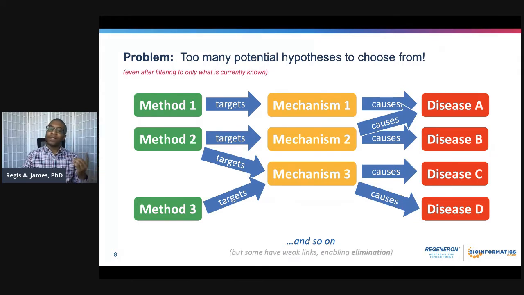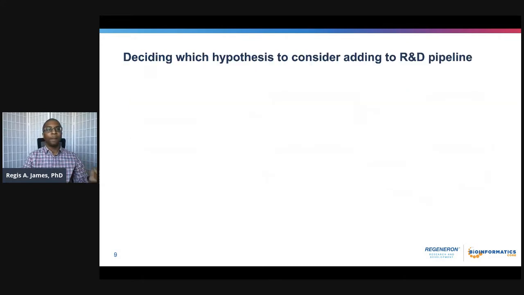But fortunately, some of these hypotheses, the method targeting the mechanism to remedy and prevent the disease, some of them have weak links in what is being posited, meaning that they may be able to be eliminated so that a pharmaceutical company can focus on the therapeutic hypotheses that actually have the best chance of treating the phenotypes that are presented by patients suffering from these diseases.